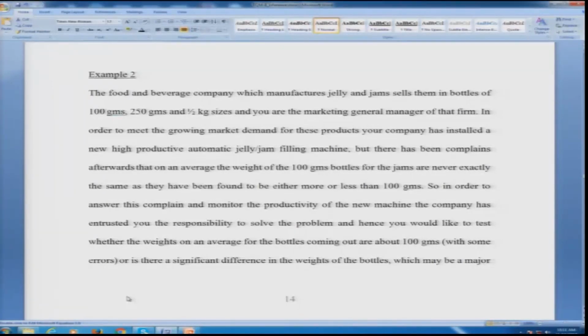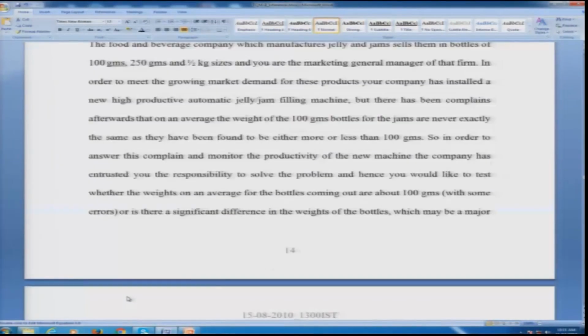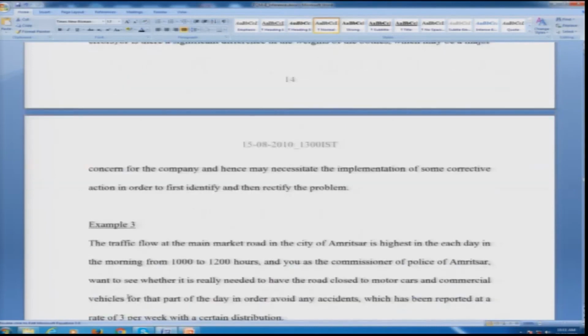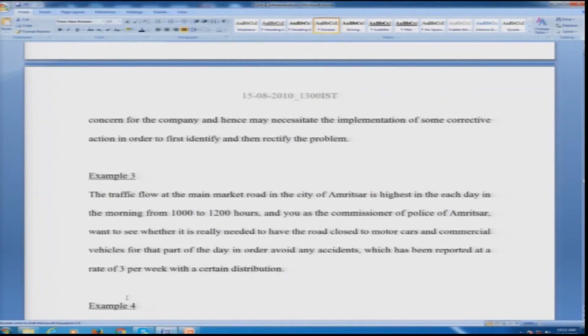In order to answer this complaint and monitor the productivity of the new machine, the company entrusted you with the responsibility to solve the problem, and hence you would like to test whether the weights on an average for the bottles coming out are about 100 grams with some errors. Obviously, there would be errors, or is there a significant difference between the weights of the bottles, which may be a major concern for the company, and obviously people can sue them and there can be litigation cases. Example 3, third example.